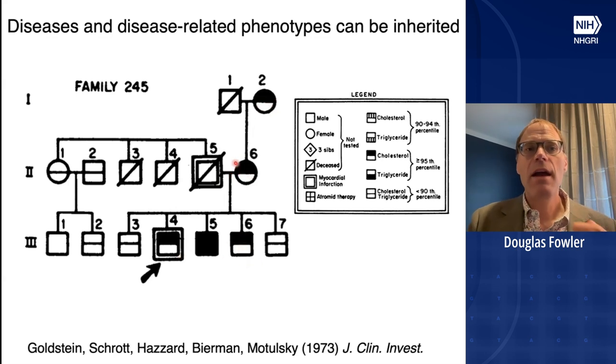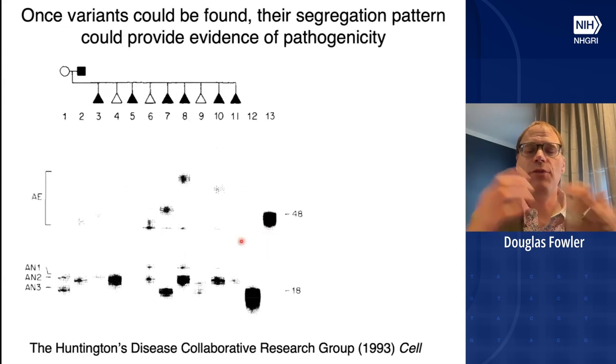And so that was the first thing that happened: people realized that diseases and disease-related phenotypes can be inherited in a monogenic or Mendelian fashion. That means that in a family there's going to be one variant that underlies this pattern, and the inheritance of that one variant is going to determine whether you have high cholesterol or don't. That was the inference that was made. Now, of course, at this point it was not possible to find the gene and the variant, but the technology for that came, and I gather you've heard about that a little bit in this series before.